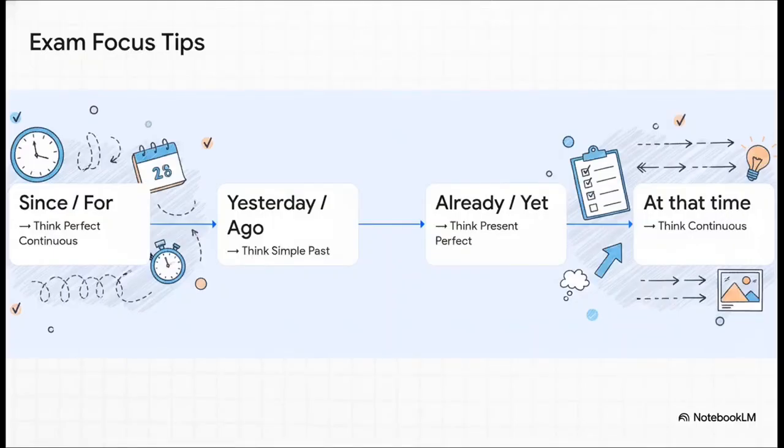And here's a little cheat sheet for test day. Think of these as secret signals. When you spot one of these words in a sentence, it's a massive clue pointing you to the right tense. You see the word since? Bam! Your brain should immediately think perfect continuous. You see yesterday? Simple past for sure. This is your mental shortcut to getting it right every time.